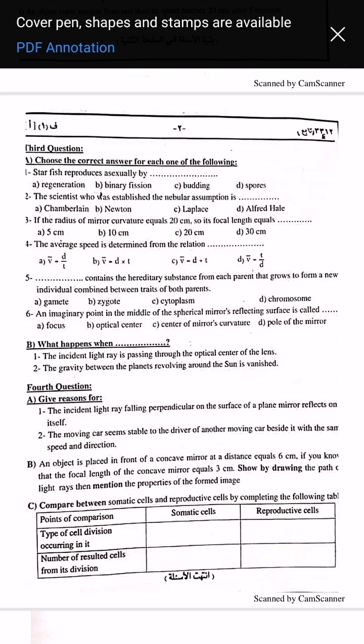Number 4, the average speed is determined from the relation V' = d/t, V' = d × t, V' = d + t, or V' = t/d. Of course, the correct answer is the first one, V' = d/t.